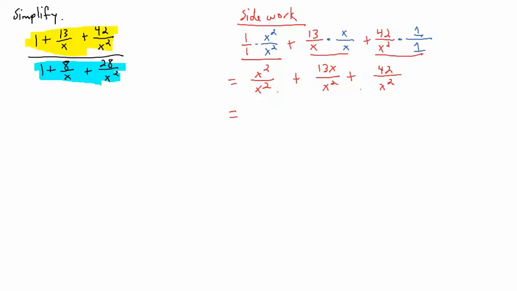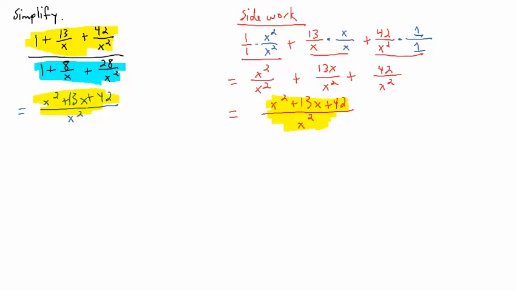Now they all have the same denominators, so I'll get a single fraction with x squared on bottom, and on top I'll have x squared plus 13x plus 42. So that's going to be my numerator of my complex fraction that I can come over here and put on top. Okay, so that's just the numerator part. Then I've got my large fraction bar for my complex fraction, and I need to figure out what the bottom is going to be now.